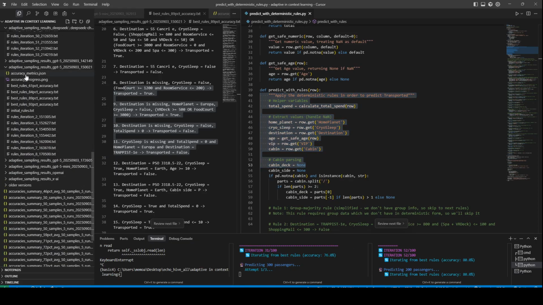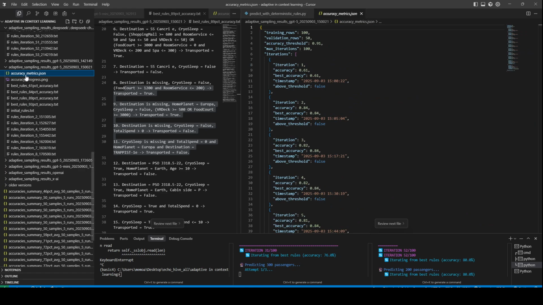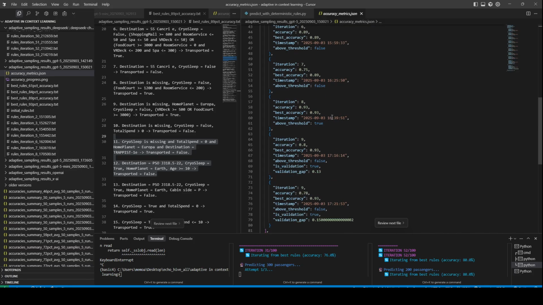Let me try to explain that. If we go into accuracy metrics, so it goes through the iteration. So it looks at 100 rows and then it predicts those rows again to see how good its rule set was. So it not only generates this prompt, then later uses it. And you can see in the first iteration, it got 61%, then 84, 82, and each time it's sampling another 100. Some rows can be mixed in. Yeah, this is just so amazing.